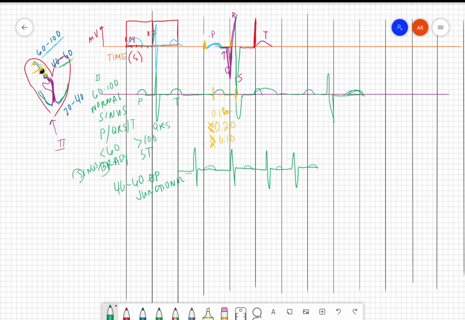Okay, so that's junctional. You still have an upright QRS. The QRS still pretty much looks the same, but you're missing your P waves. That's what a junctional rhythm would be.